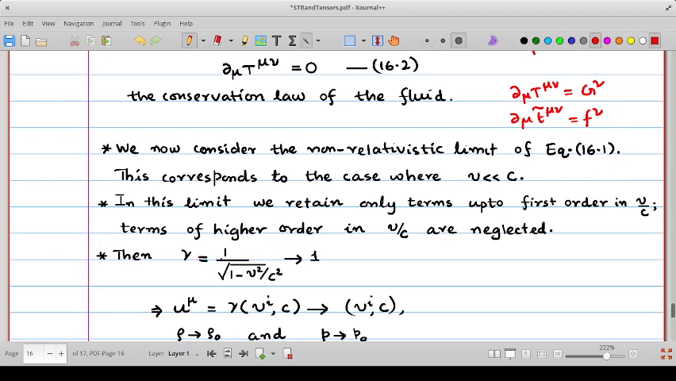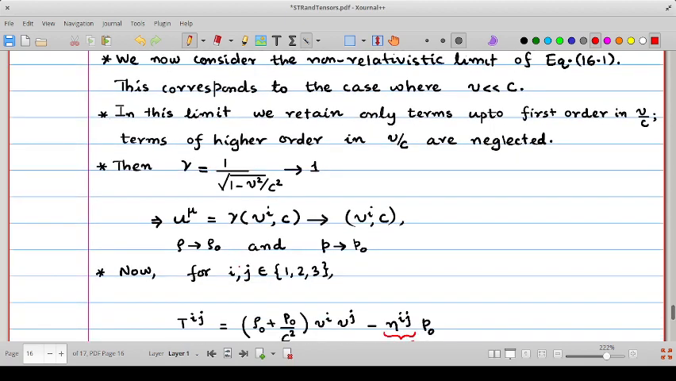So in that case, gamma, which is 1 by square root of 1 minus v square by c square, can be written as 1, because we will be neglecting only terms of v square by c square. Now u mu is given by gamma v i by c. Now gamma is 1, and therefore this can be written simply as v i by c. Now the relation between rho and rho zero involves gamma. And since gamma can be taken to be 1, we can write the density in an inertial frame that is moving with velocity v but much smaller than c to be same, up to the lowest order, that is up to order v by c, as rho zero, and similarly p as p zero.